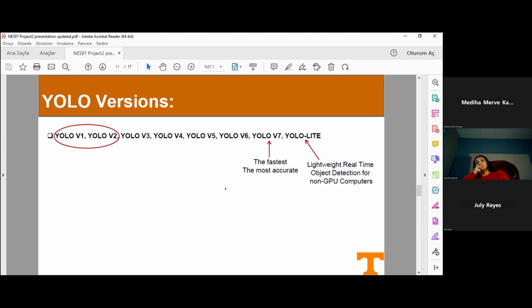YOLO has 7 versions and also 1 YOLO Lite version. YOLO Lite is for non-GPU computers for real-time object detection. YOLO V7 is the fastest and most accurate version of YOLO. In my presentation, I will mention V1 and V2.